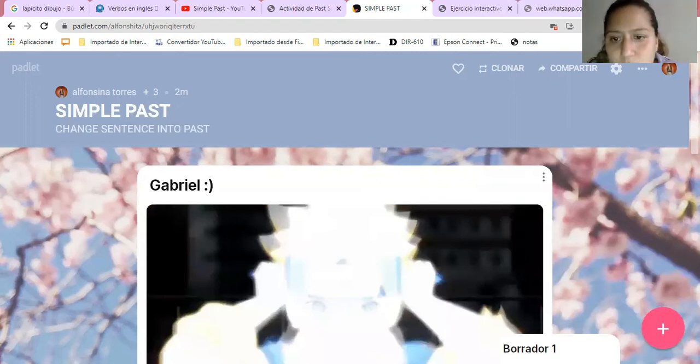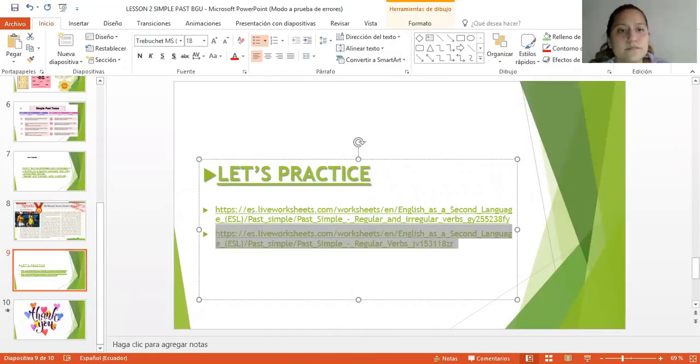And let's continue. Please, in this activity, you have to try to change this verb into the correct form in past. For example, my sister tidy. So we have to change it to past tense. My sister tidy. Okay. And you have to change everything. I'm going to send you the link through the chat. I hope you can open it. Please tell me if you have a problem with the link.